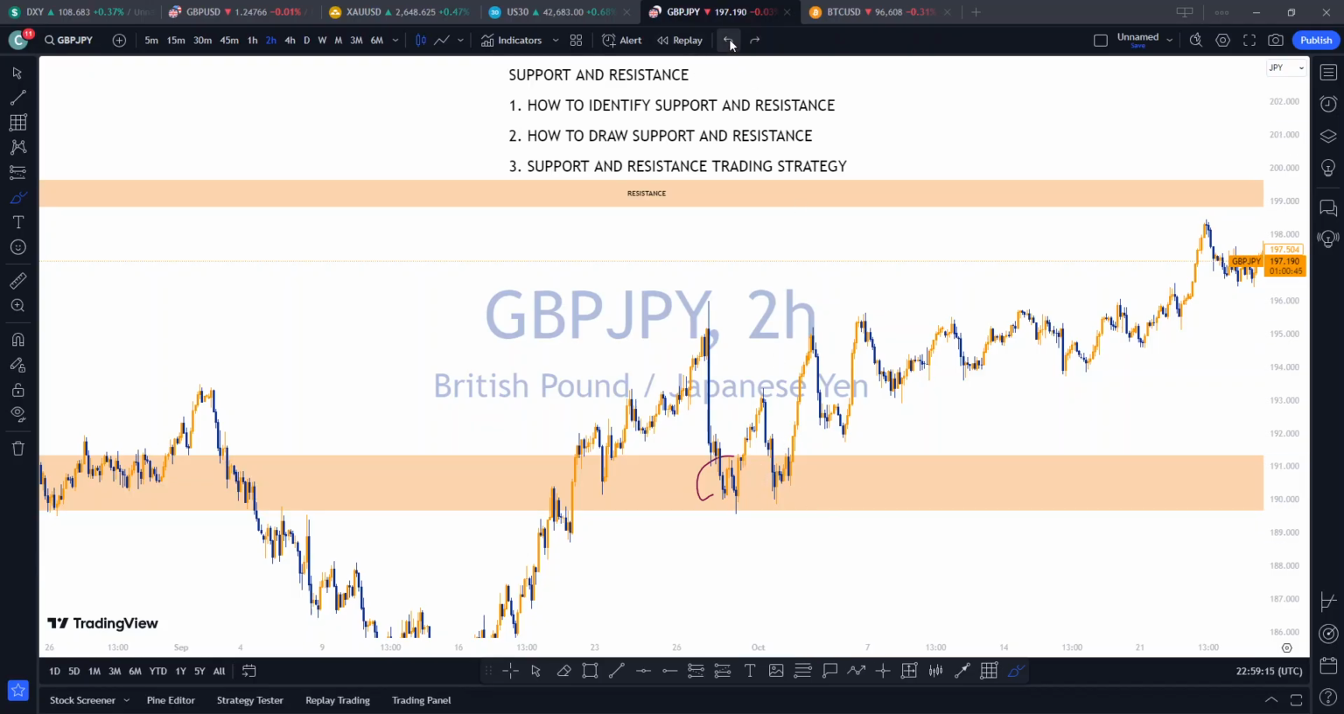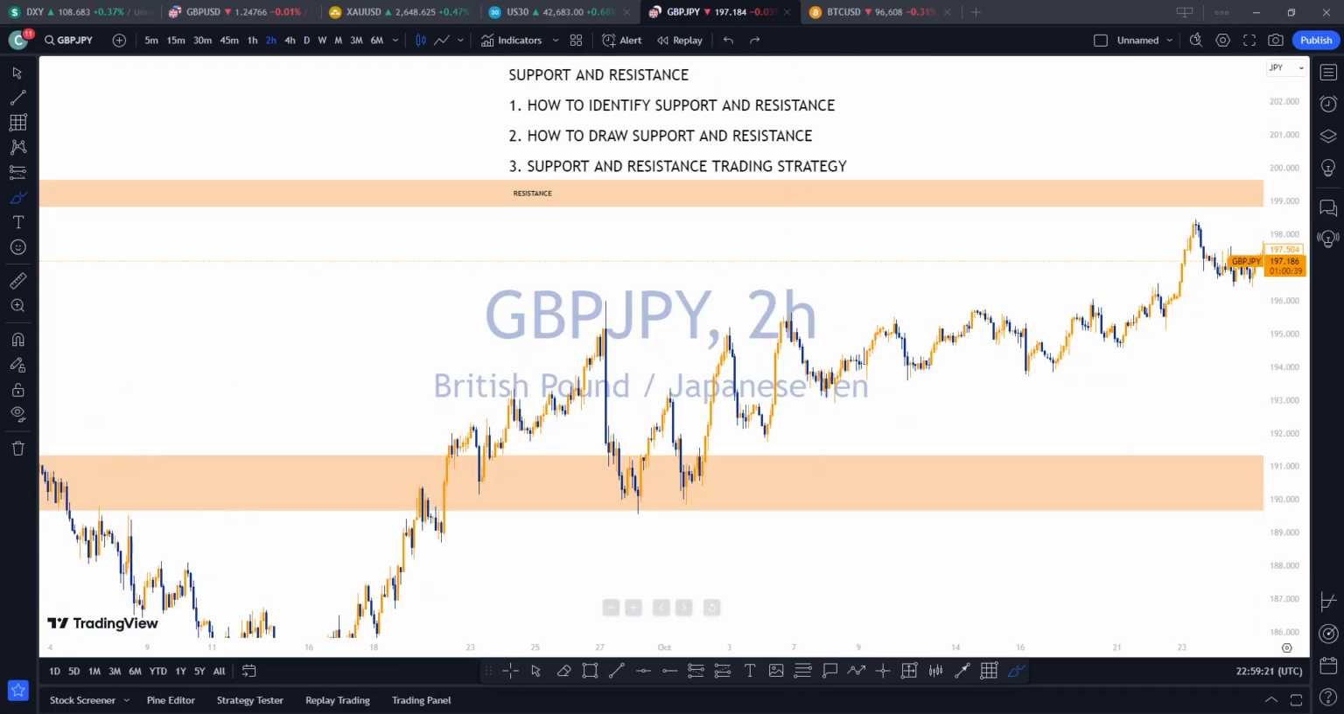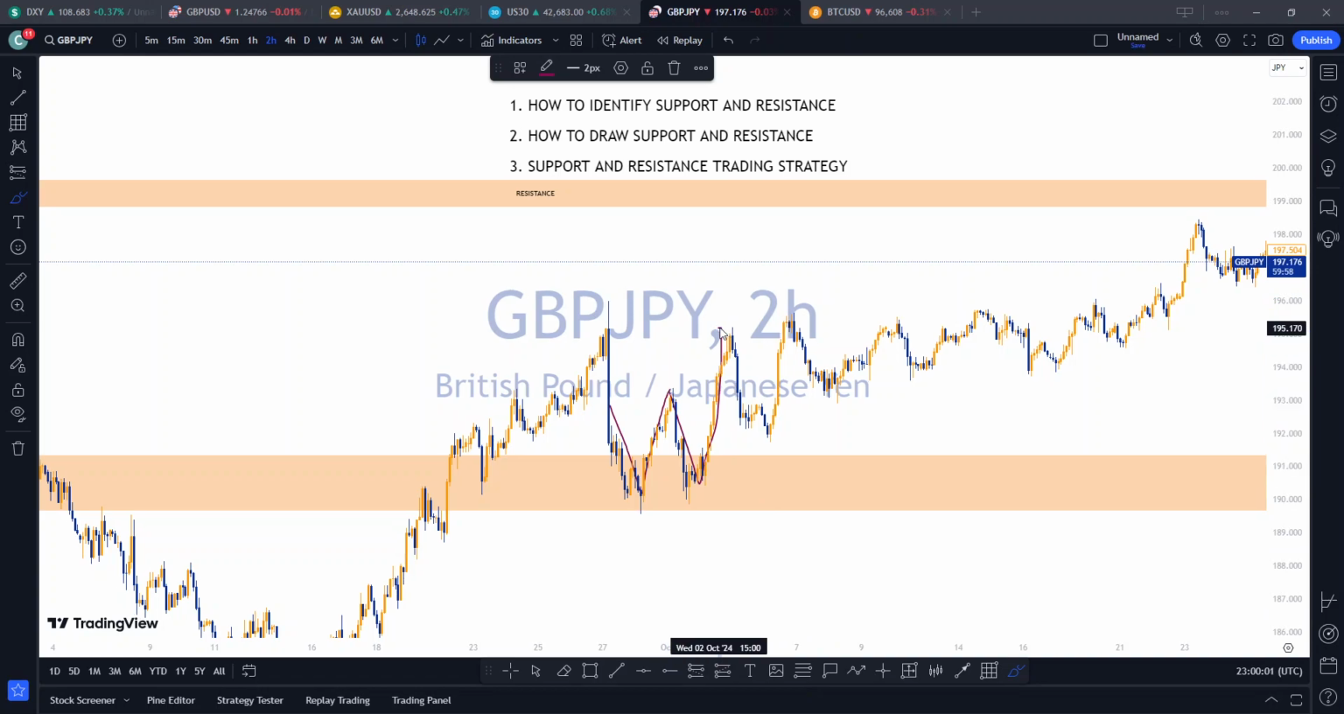So what would I have done? We can see that the market came here and pushed up. I wouldn't have taken any trade here. Came here again, pushed up. As soon as I see the market coming here again to push up, that solidified my trade.